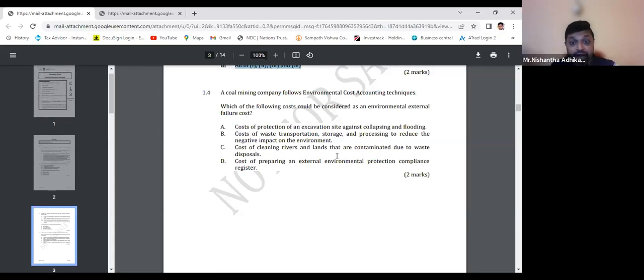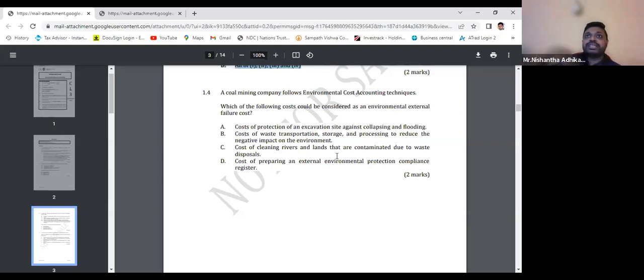Cost of waste transportation, storage, and processing to reduce the negative impact to the environment. That means again you will take preventive action. That is a preventive cost, right? That is a part of quality conformance cost. Cost of cleaning rivers and lands that are contaminated due to waste disposal. That will be an external failure cost.